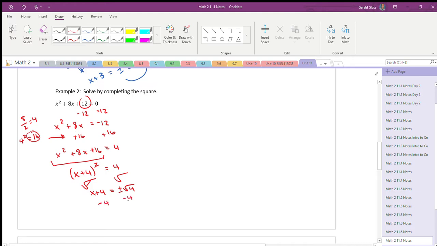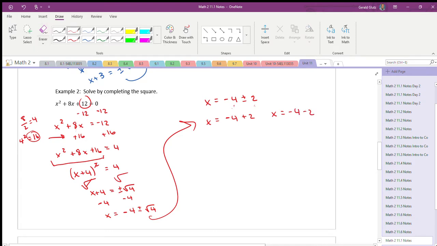Then subtract 4 on both sides, and we get x is equal to -4 plus or minus the square root of 4. But we know we can reduce the square root of 4. Square root of 4 is just 2. So x is equal to -4 plus or minus 2. Since these are both whole numbers, I can simplify. So x equals -4 plus 2, and x equals -4 minus 2. -4 plus 2 is -2. So one of our answers is -2, and then -4 minus 2 is -6. So x equals -2 and x equals -6.